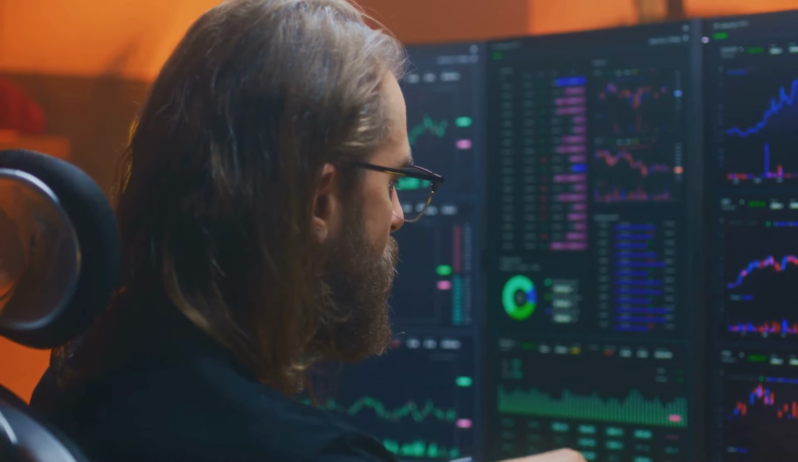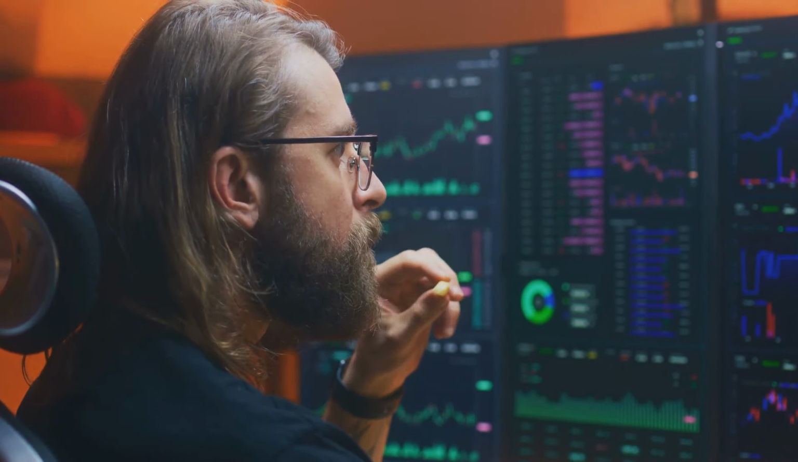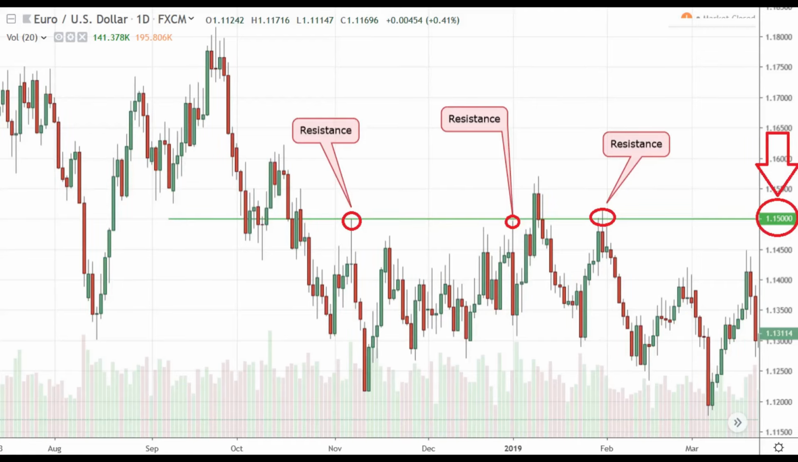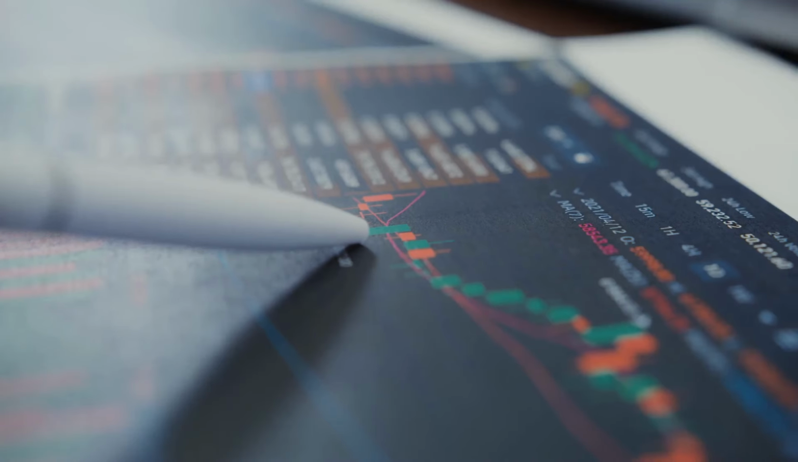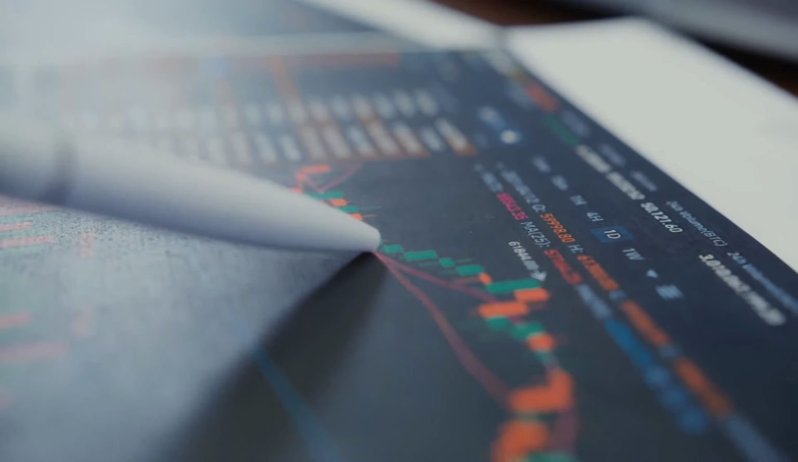Let's talk about round numbers, also known as psychological levels, and how they can make a real difference in your trading. These are those nice whole numbers that end in double zero like $10, $50, $100, and so on. You might be thinking, really? Round numbers? How can those be significant? Well, believe it or not, they play a huge role in trading psychology.